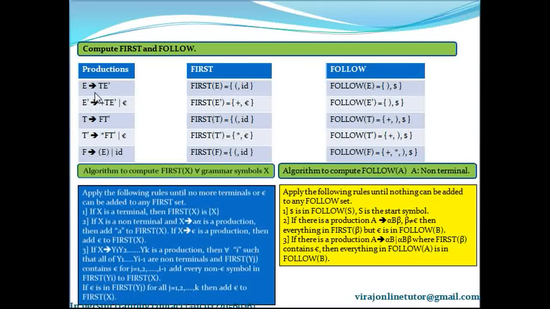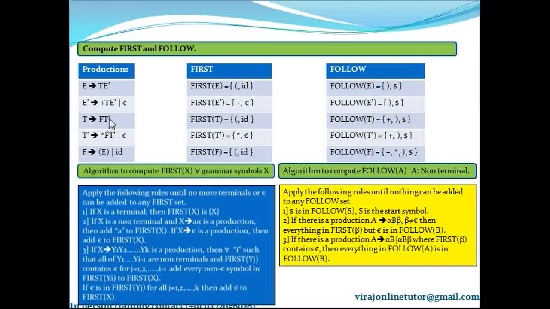So let's apply that. Alpha is empty here. Alpha, B and beta. B is a non-terminal, right? This is capital B, so it's a non-terminal. So place first of E dash into follow of T. First of E dash, that is plus, place it in follow of T. Apply to next production. Alpha, B, beta. First of E dash, you place it in follow of T, which I just did.